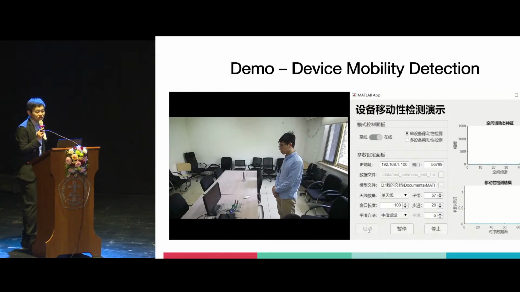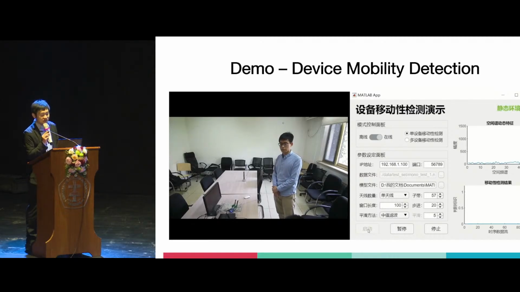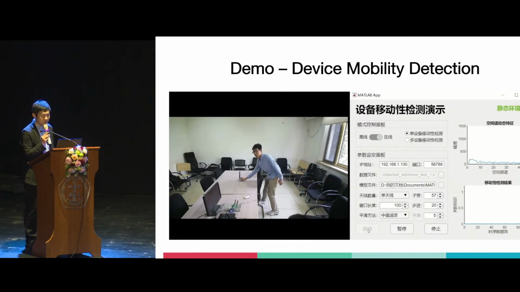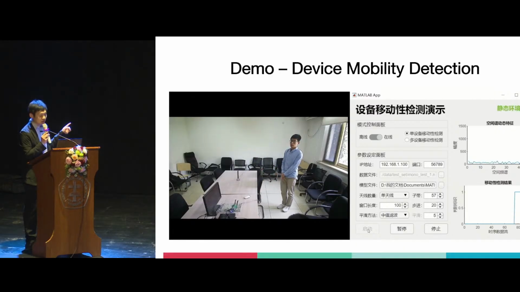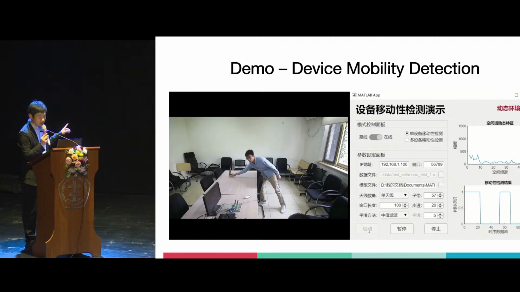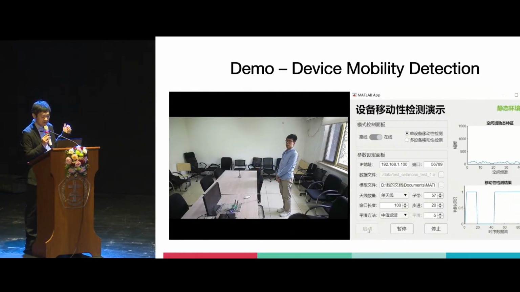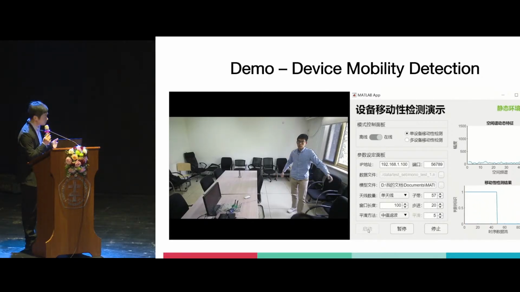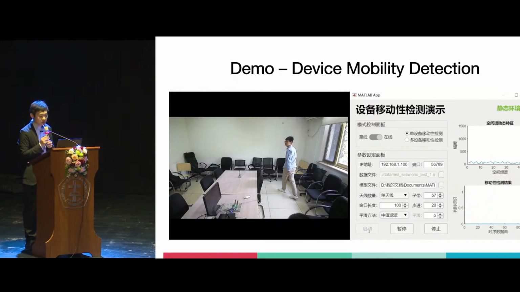With these features and RF-specific AI models, we can already achieve very high accuracy in some common applications, such as device mobility detection. Let me show these demos. The first one is device mobility detection. On the screen, the left side shows the real scene, and the right side shows the user interface. We configure a device with antennas and move the device itself.